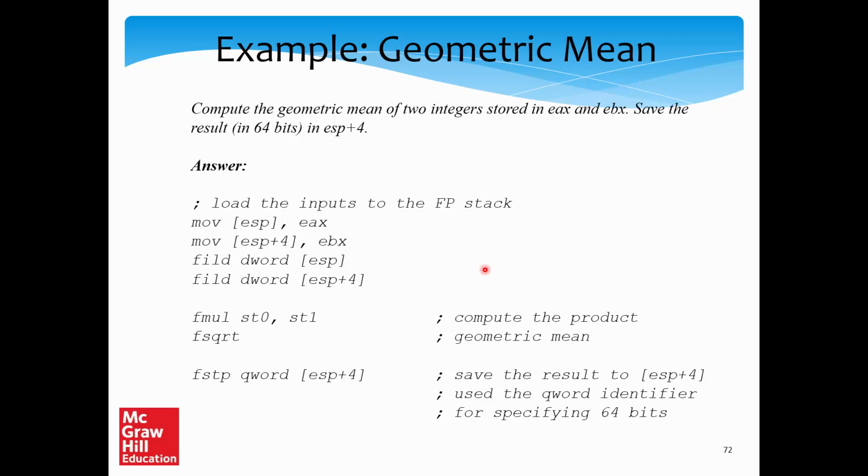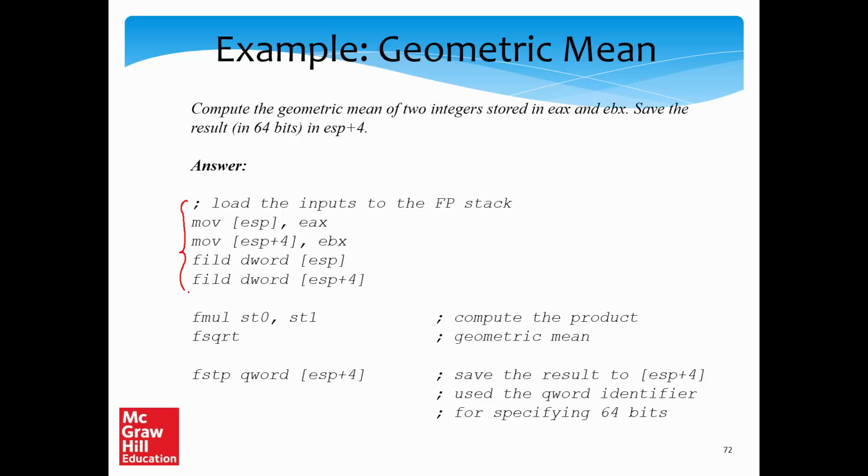Alright, so let's do one thing. Let's now compute the geometric mean of two integers stored in EAX and EBX, and let's save the result again in 64 bits at the location ESP plus 4. So the only change is that from arithmetic mean we have gone to geometric mean, that's all. So most of the code will remain the same, and it genuinely does.